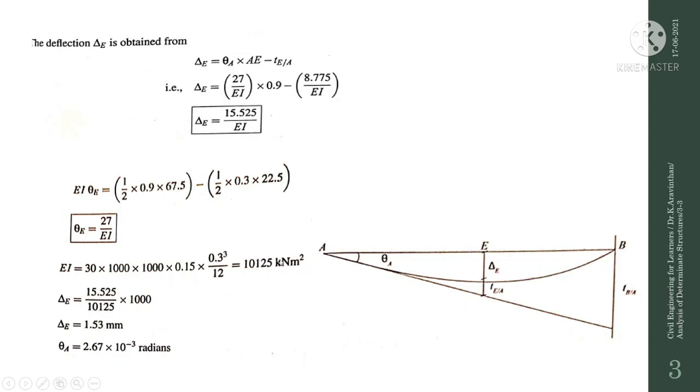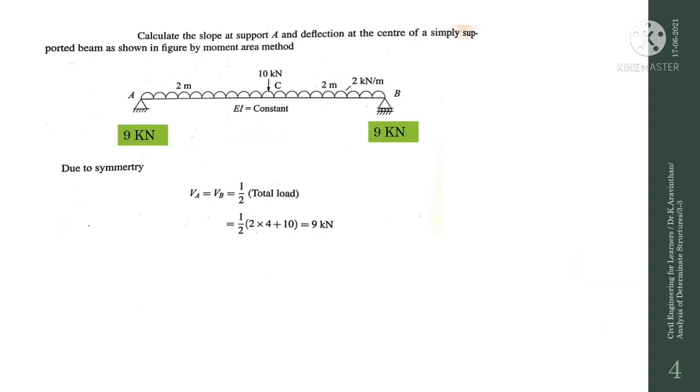So if you divide this by 15.525, you will be getting the deflection as 1.53 mm. So this will be your deflection at the point E, and if you need theta, take 27 divided by this value, and you will be getting it in terms of radian. Note this, theta A will be in terms of radians. And yes, let us come to the second problem.